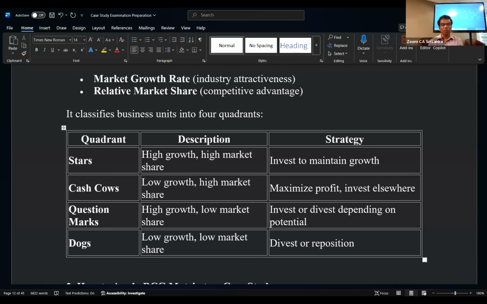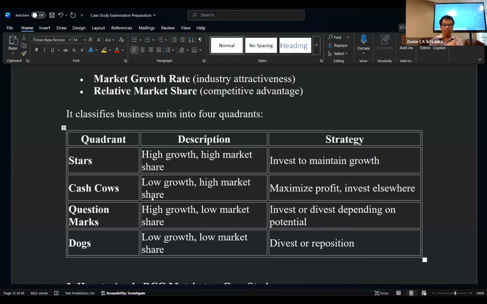And cash cow: low growth, high market share. You have captured the market, but now the growth is very low, so you have come to the declining stage. Then you have to find out what your strategy is, whether you milk these and reinvest somewhere else, or whether you relaunch this somewhere. Those are the strategies you have to think about.